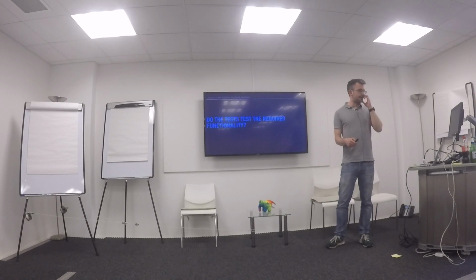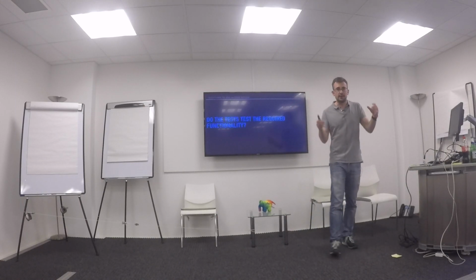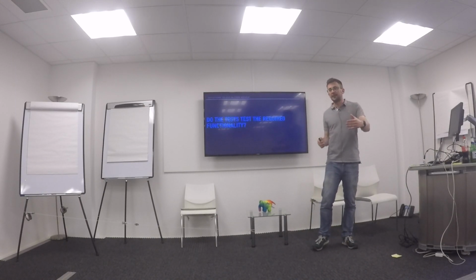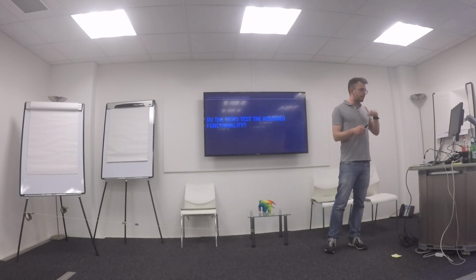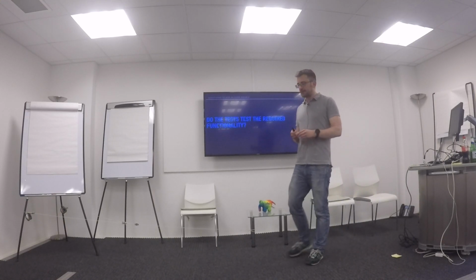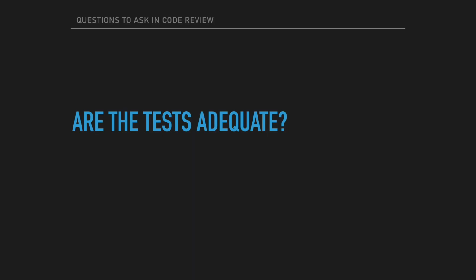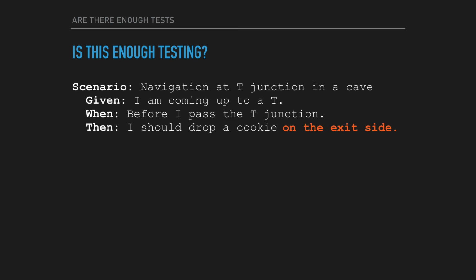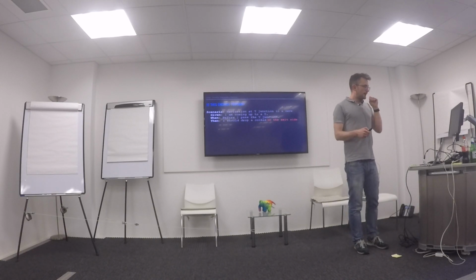So you're asking, do the tests test the required functionality? You're particularly interested in the happy path. If people are using the code in the way it's intended to be used, is it behaving correctly? And then you've also got to think about some of the edge cases where people might not be doing things correctly. Have all those things been covered off? Are the tests adequate? Coming back to my example from earlier, if we hadn't got this little extra bit that says we've got to make sure we're dropping the cookie on the exit side, that test wouldn't be adequate. It doesn't actually fully check all the things we need to be doing. So that is really, really important.